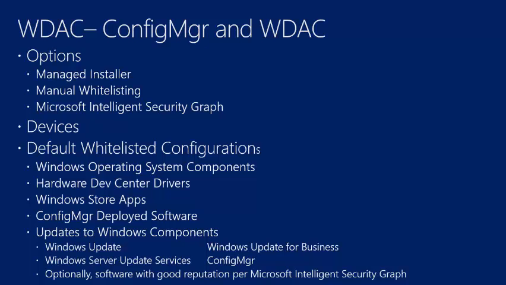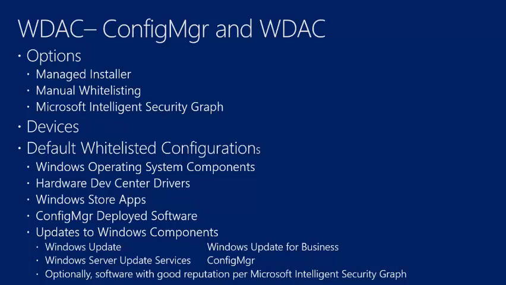And then finally, Microsoft Intelligent Security Graph. Optionally, you can choose to include that, so that applications that earn trust with the Microsoft Intelligent Security Graph, you can accept those and run them just by default. Again, that's optional.